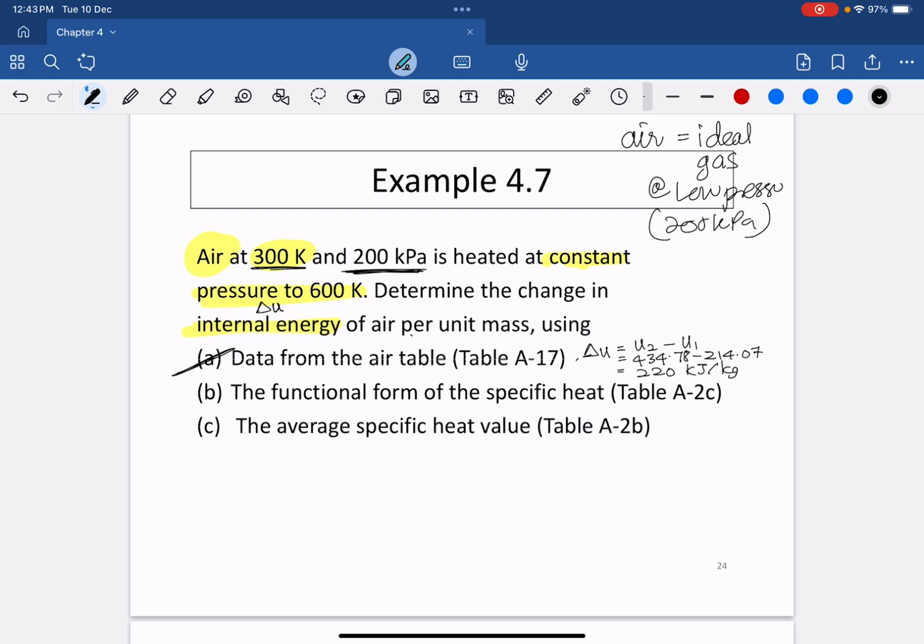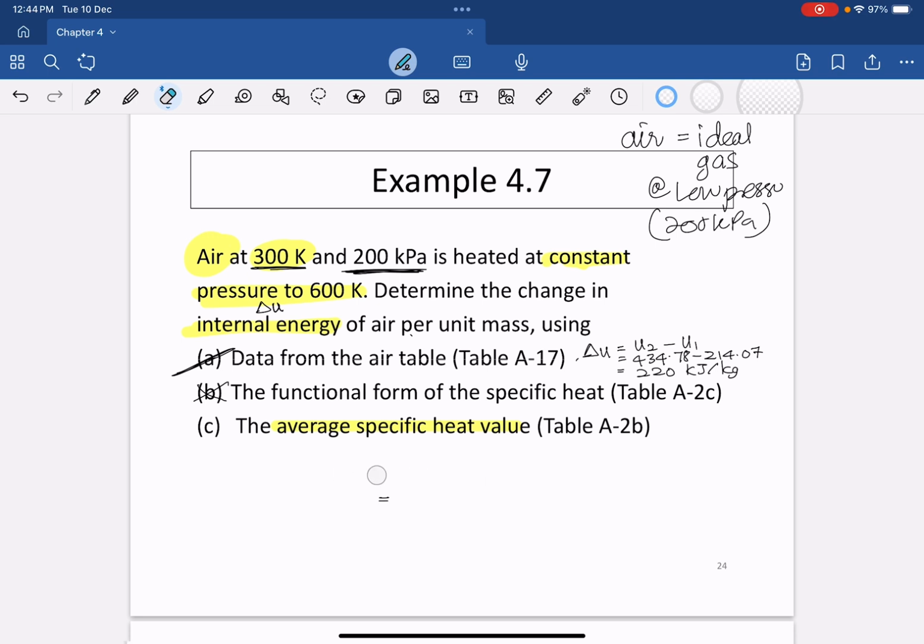Alright, the functional form, we don't really use it because it requires some integration. The third method is average heat capacity. Remember, for average heat capacity, use this equation: delta u is CV delta T. Constant volume, not constant pressure. Delta T.